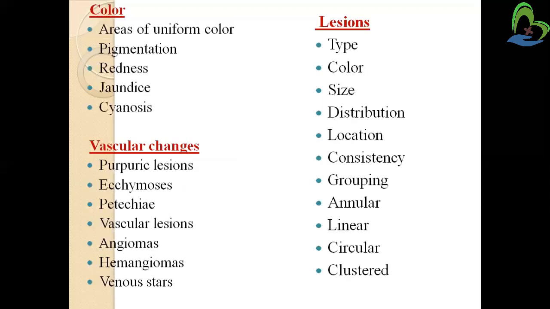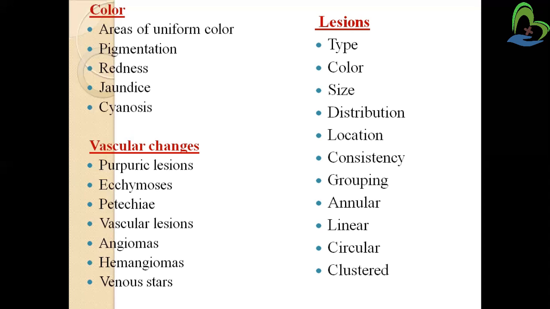Okay. So the next one is the color of the skin: the areas of uniform color, then pigmentation, redness, jaundice, and the patient who is suffering with jaundice will have yellowish discoloration of the skin. And cyanosis: the patient who is having a lack of oxygen supply will suffer with cyanotic skin. The next one is vascular changes, meaning purpuric lesion, ecchymosis, which means there is redness of various parts of the skin. The capillaries are broken, which can cause the ecchymosis. Then petechiae, vascular lesions, angiomas, hemangiomas, and venous stars.